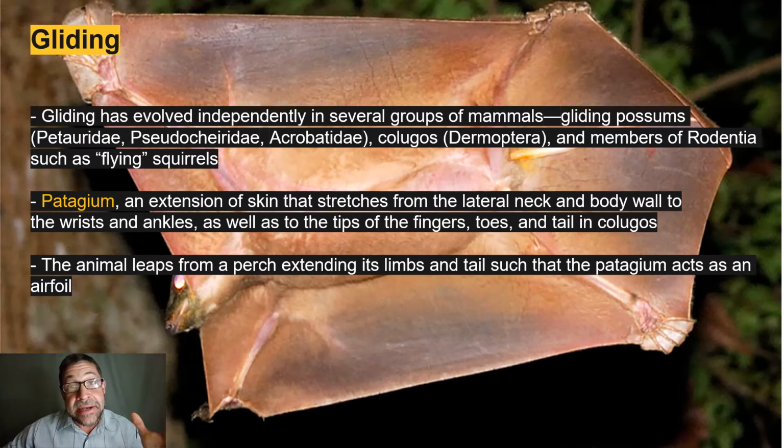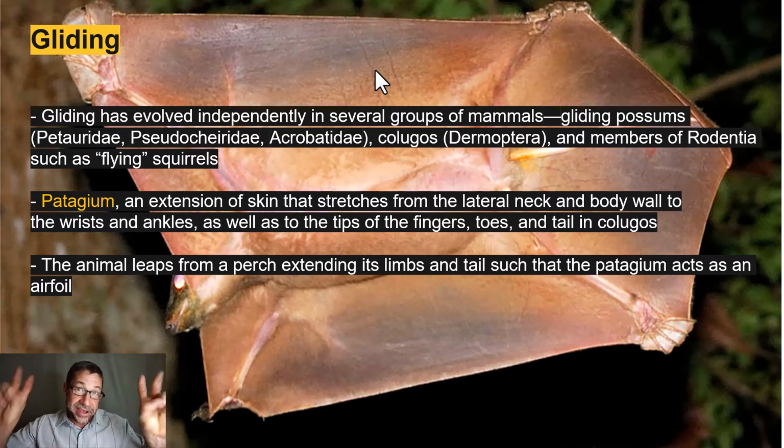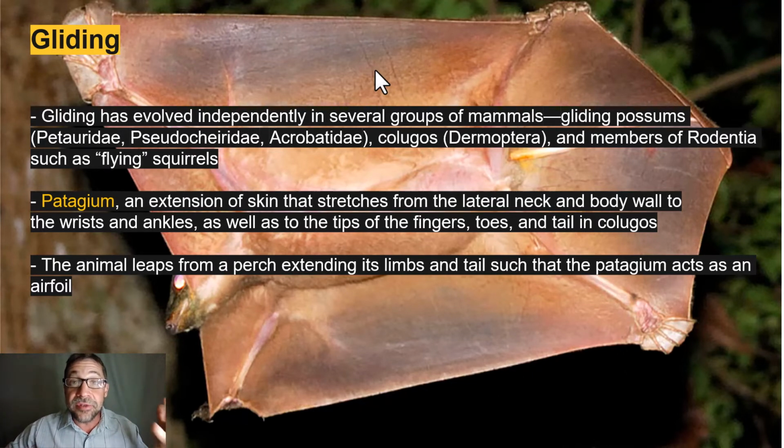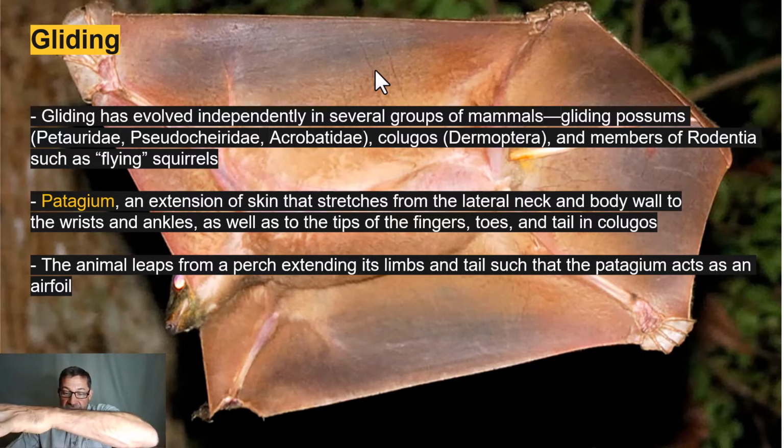Gliding has evolved independently in several lineages of mammals, including the gliding possums, which we discussed when we went over marsupials, and the colugos, which is what is pictured here. Colugos are in the order Dermoptera, the skin wings, and we're going to talk about Dermoptera next in lecture 4.2. There are also gliding members in the order Rodentia, the rodents, such as the flying squirrels, flying in quotation marks. In each of these groups, the gliding species are arboreal, and they use their gliding ability as a means of moving from tree to tree.